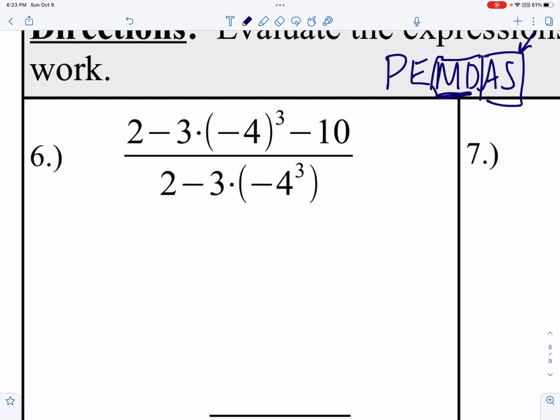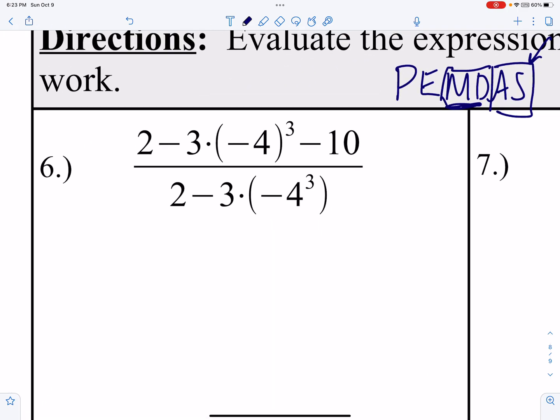So number 6, I'll zoom into this. According to order of operations, we look and see if there's any punctuation. There isn't any punctuation that needs done, just organizational punctuation. So we're on to the exponents.